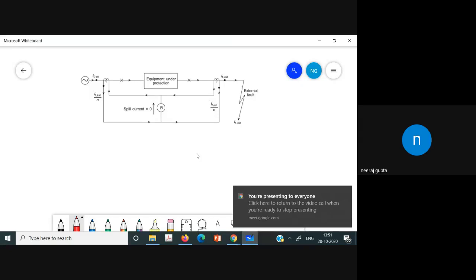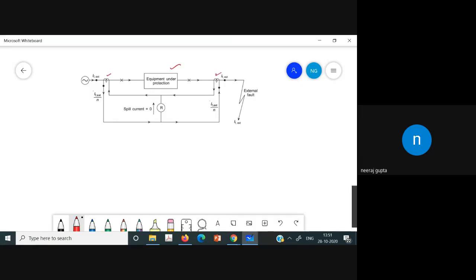In this case, you will see that this is the equipment under protection, and we have this CT used before and after, and this is actually the path, and this is the spill current. Let us suppose that an external fault occurs within the system. Now the fault current which is flowing is IF external. This fault current is actually flowing from the source, so the source is feeding the fault.